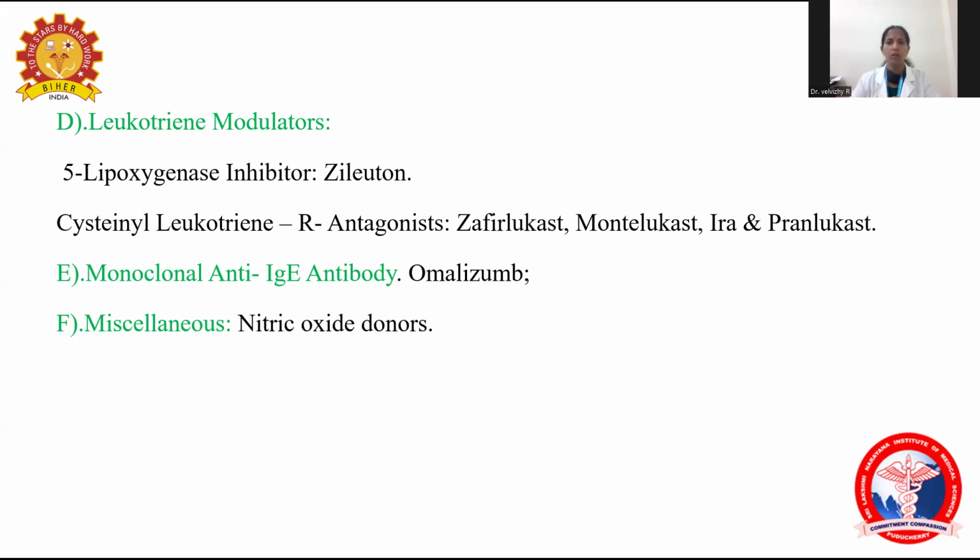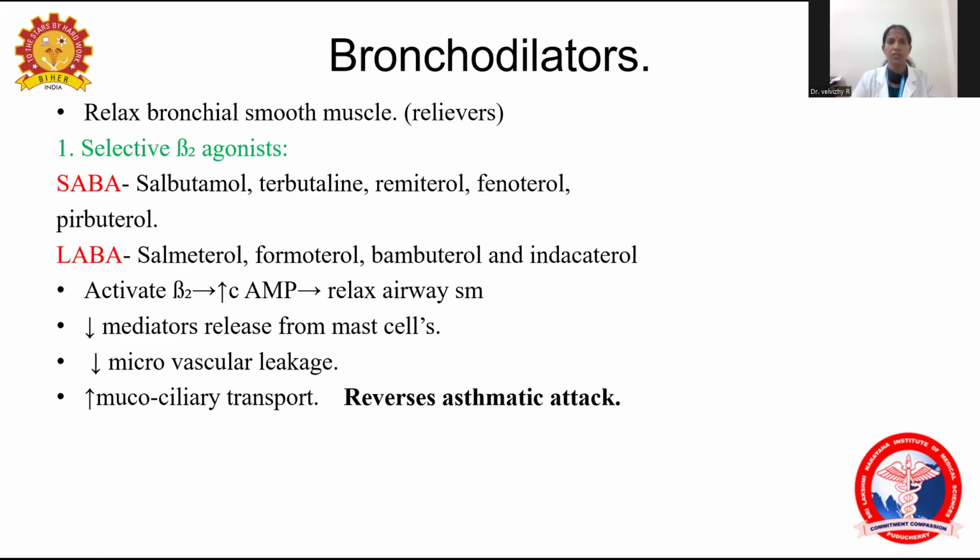But among these, the bronchodilator is always the first line drug, which can be combined with steroids. So in case of bronchial asthma, a beta 2 agonist with a steroid is always the first line. We'll see what the actions and the advantages and disadvantages of these groups are in the next slides. So the first group is bronchodilators. As I told, this group of drugs only relaxes the bronchial smooth muscles and causes bronchodilation. So this group of drugs is called relievers.